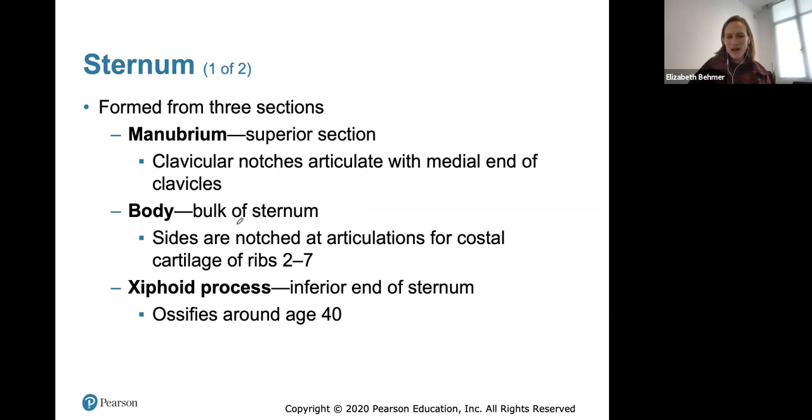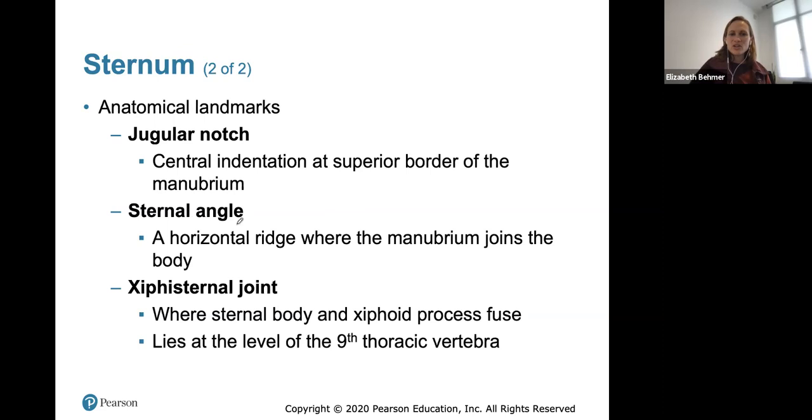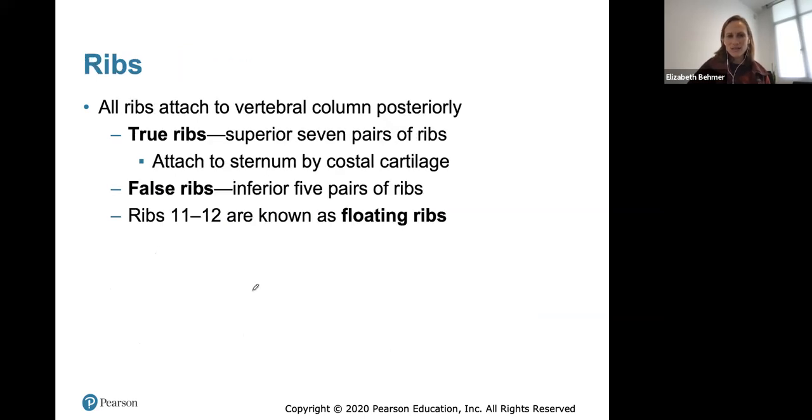This will ossify around age 40. The xiphoid process is where you want to place your 30 compressions for CPR. The sternum has a jugular notch, a central indentation, a sternal angle, and then another joint where the sternal body and the xiphoid process will fuse together.